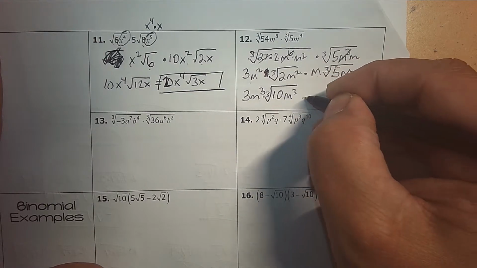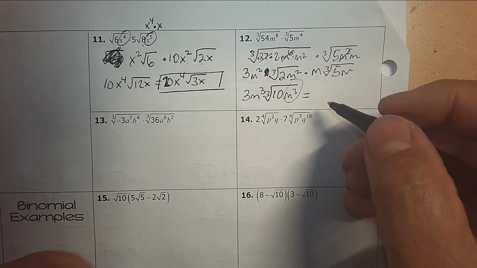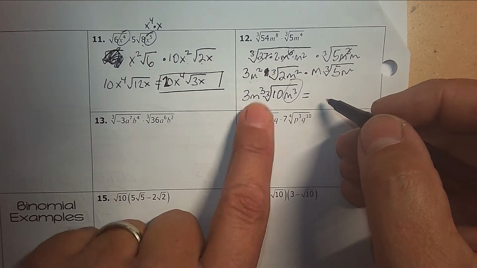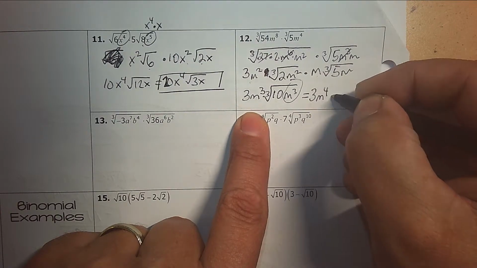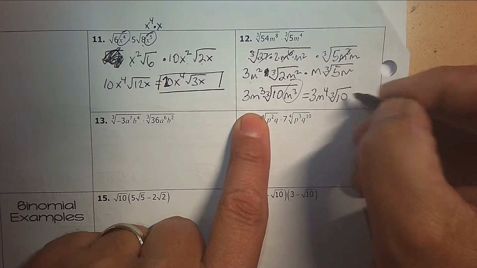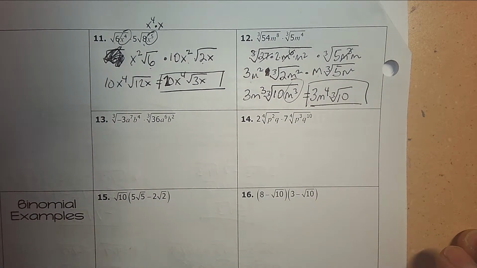So there's actually one more step. Do you know what it is? The cube root of m cubed is m. And if we go m cubed times another m, that makes it now m to the fourth. And what's left over is the cube root of 10. Keep going. 13, 14.